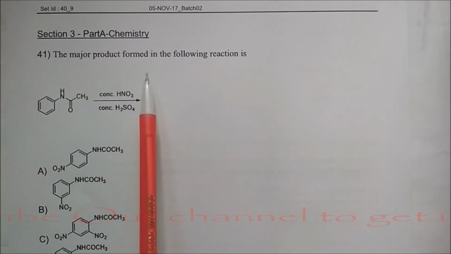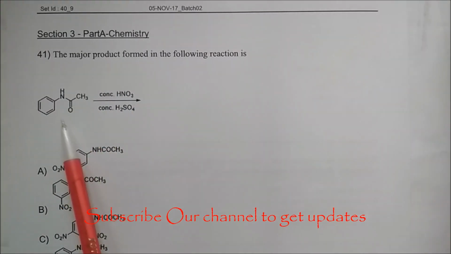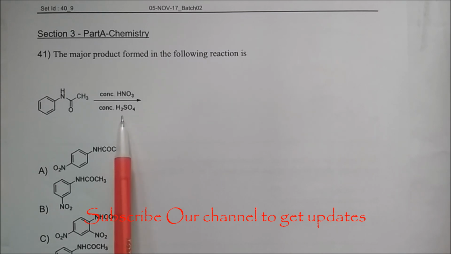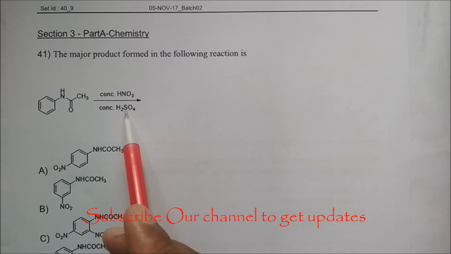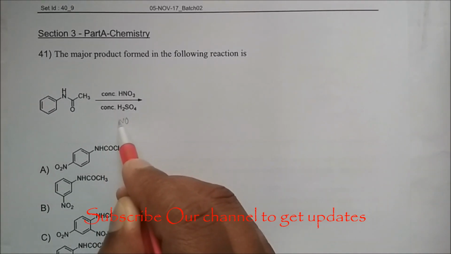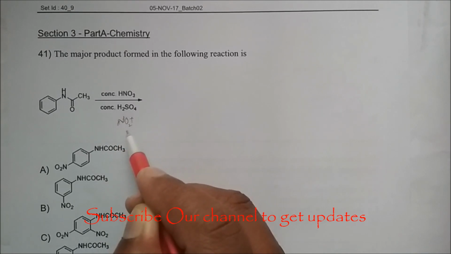The major product formed in the following reaction is, so this is our reactant, and you can see this is the concentrated HNO3 and H2SO4. Now with these two reactions, what happens, the H2SO4 will act as an acid and this will act as a base. So one ion is produced, that is called as NO2 plus ion. So this is your nitronium ion.